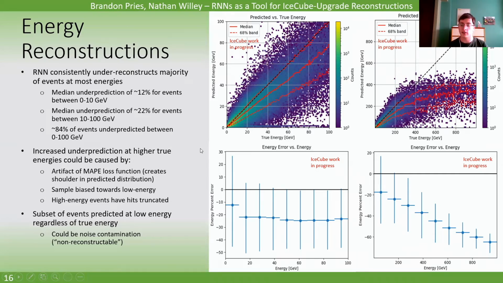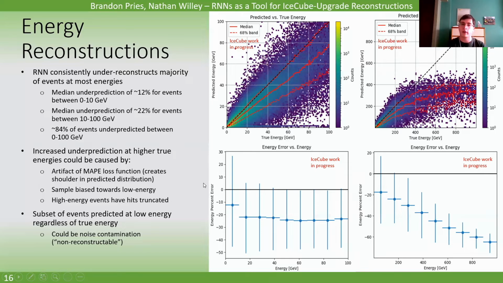The underprediction gets significantly worse at higher true energies. There's a couple of reasons for this. First, it could be an artifact of the loss function that we're using, mean absolute percentage error. This creates a shoulder in the predicted energy distribution, which is something that we've seen in other neural net studies in IceCube. It could also be that the sample is biased towards low energy, so it's more focused on getting these events right than these events. So it's just kind of ignoring them to some extent.